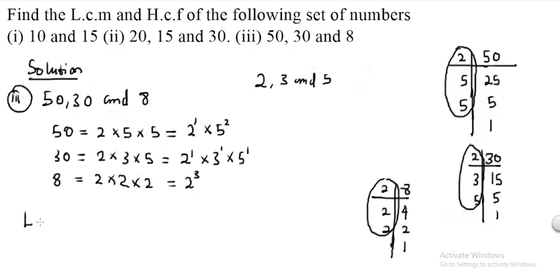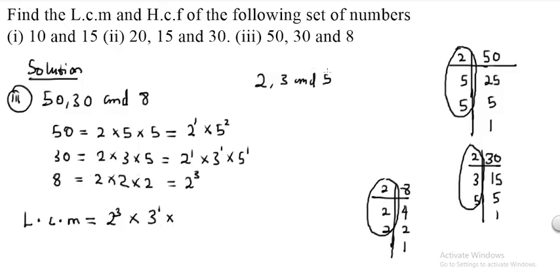So for my LCM, if I go to the number 2, I search for the one that has the highest power of 2 across all these numbers. So the one that has the highest power of 2 is 2 to the power of 1, 2 to the power of 1, 2 to the power of 3. So I'll pick 2 to the power of 3, times. I go to my next prime number, which is 3. I'll check for the one that has the highest power of 3. There's a 3 here. This is 3 to the power of 1. There's no 3 here. So I'll simply pick 3 to the power of 1. This will be 3 to the power of 1, times.